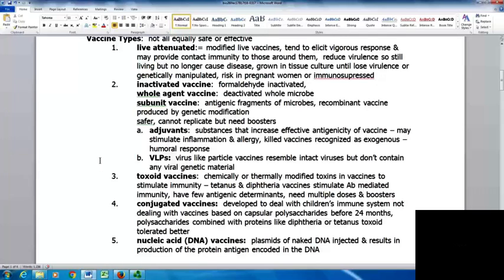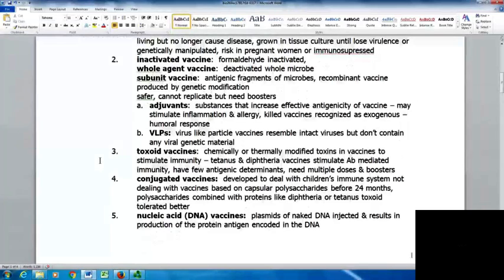The VLPs, or virus-like particle vaccines, resemble intact viruses, but they don't actually contain any viral genetic material. Toxoid vaccines are chemically or thermally modified toxins in vaccines that will stimulate immunity. This would include things like tetanus and diphtheria vaccines that will stimulate antibody-mediated immunity. They've got few antigenic determinants, so you do need multiple doses and boosters of this.